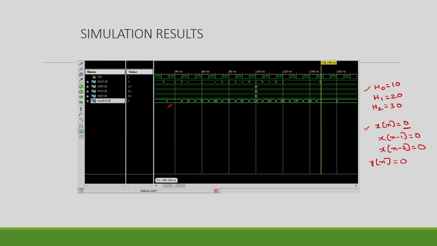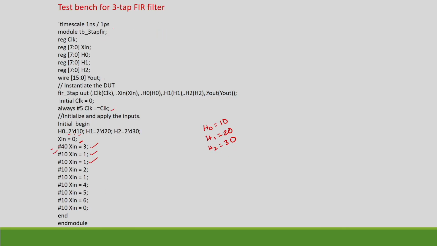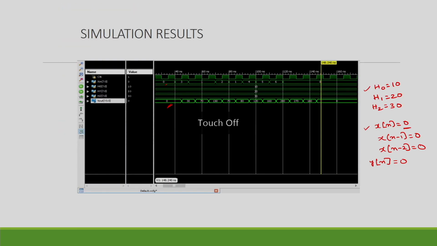So, after 40 nanoseconds, what you have given is x of n as 3. So, this value becomes this value, and the previous values become 0, 0. So, what is the output? These two are zeros, so the H1 multiplication factor is 0, H2 is also 0, but H0 is 10. So, 3 into 10 you will get the value 30. You can see here the value 30.